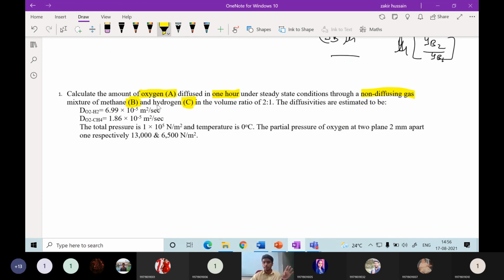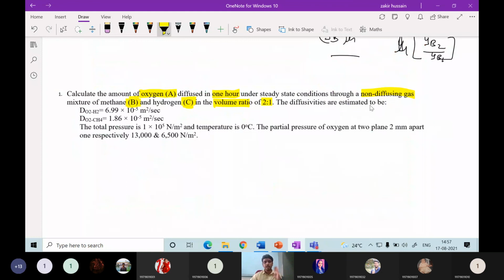So the mixture of methane and hydrogen in the volume ratio 2:1. The definition of 2:1 is that when 2 moles of methane are there, 1 mole of hydrogen is there. For every mole of hydrogen, there are double the moles of methane. That's the definition of this volume ratio 2:1.